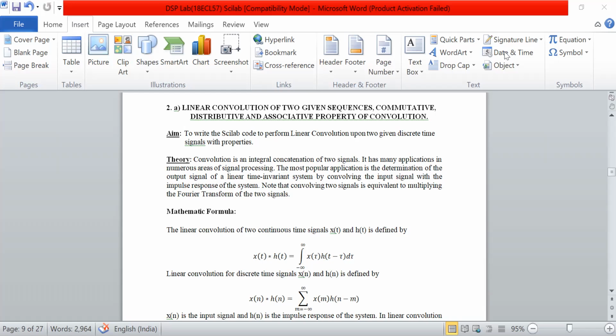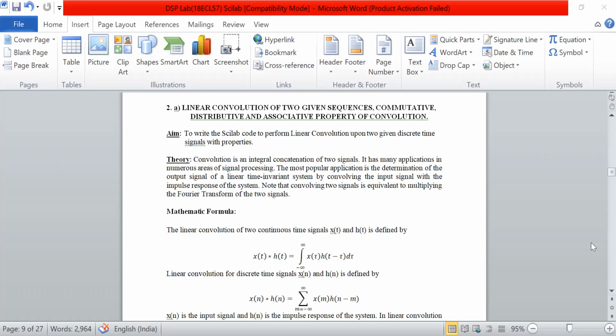Then the theory, for this you already know. Once again I will explain how the convolution takes place. Convolution is an integral concatenation of two signals. It has many applications in numerous areas of signal processing. The most popular application is the determination of the output signal of a linear time invariant system by convolving the input signal with the impulse response of the system. Convolving two signals is equivalent to multiplication of the Fourier transforms of those two signals. That means convolving two signals in the time domain is equivalent to multiplying their Fourier transforms.